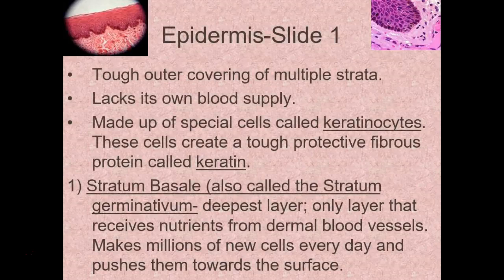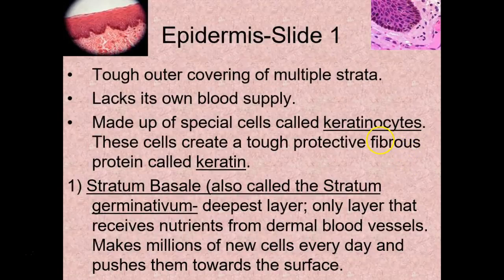But here we're going to focus on the layers of the skin and the different layers of the epidermis, dermis, and subcutaneous layers. So, we're first going to talk about the epidermis. This is a tough outer covering, and it has multiple strata. So the word strata and stratum mean layers. It doesn't have its own blood supply. Alright, so if you remember we talked about connective tissue before, that should be a hint that these cells potentially are not going to get the nutrients they need, so they potentially could die or have some trouble healing. So we'll talk more about that in just a bit.